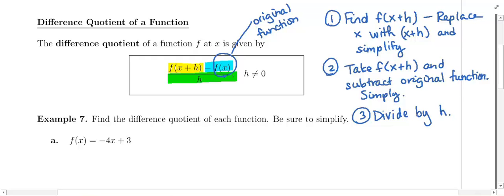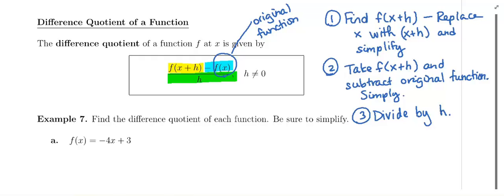Now just a word of warning: the more complicated your function is, the more complicated your answer for the difference quotient is going to be. So don't be alarmed if you get something kind of scary looking. Don't be alarmed if it has an h in it. That's fine. Your answer may look kind of strange.